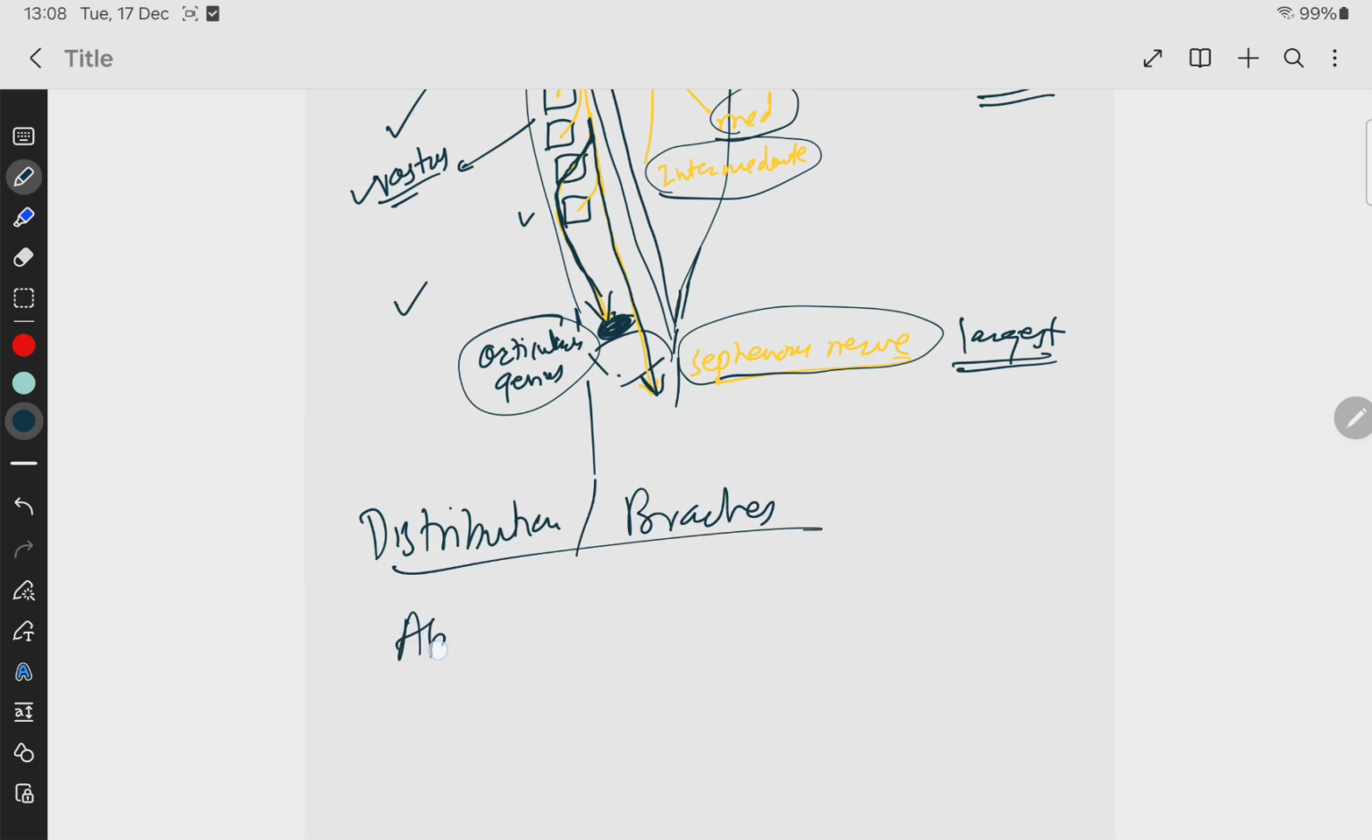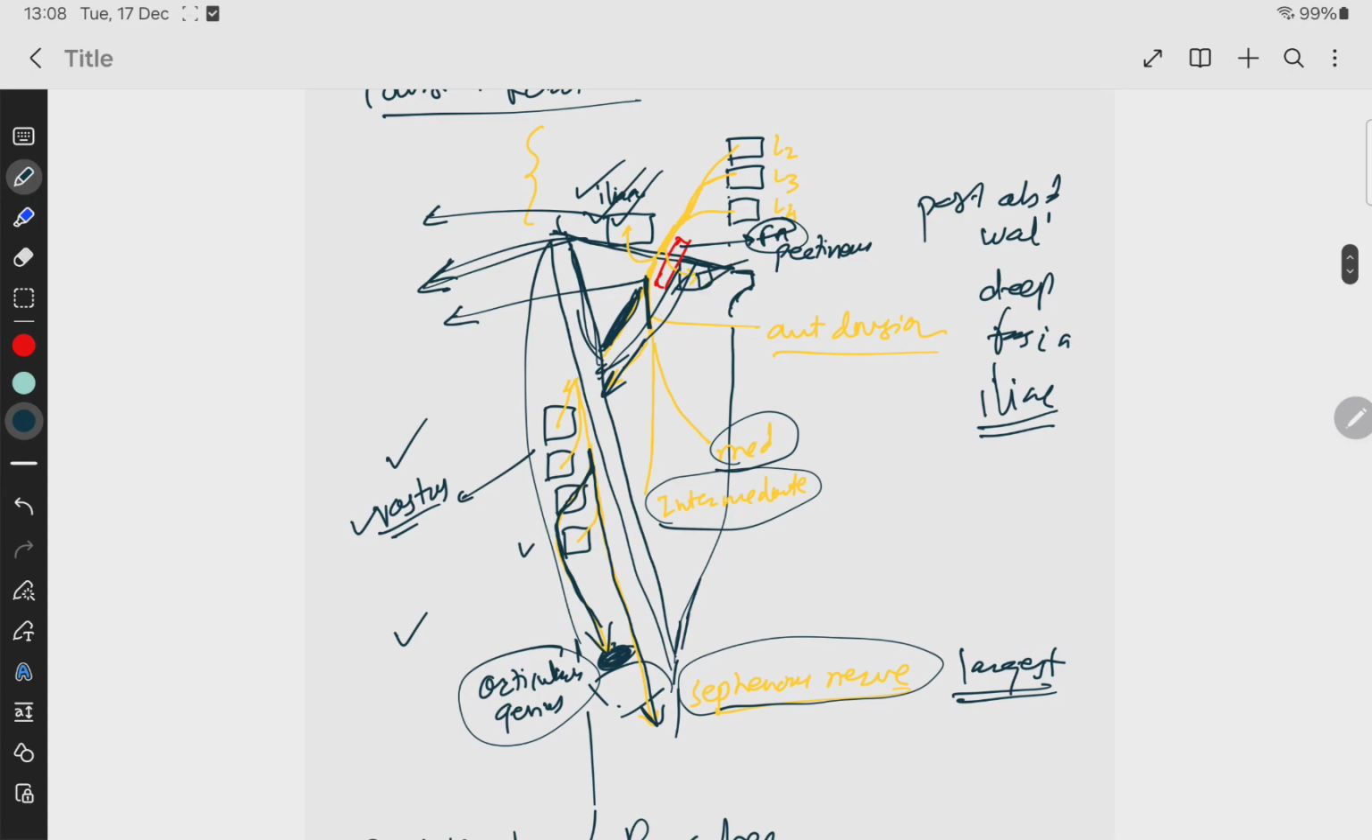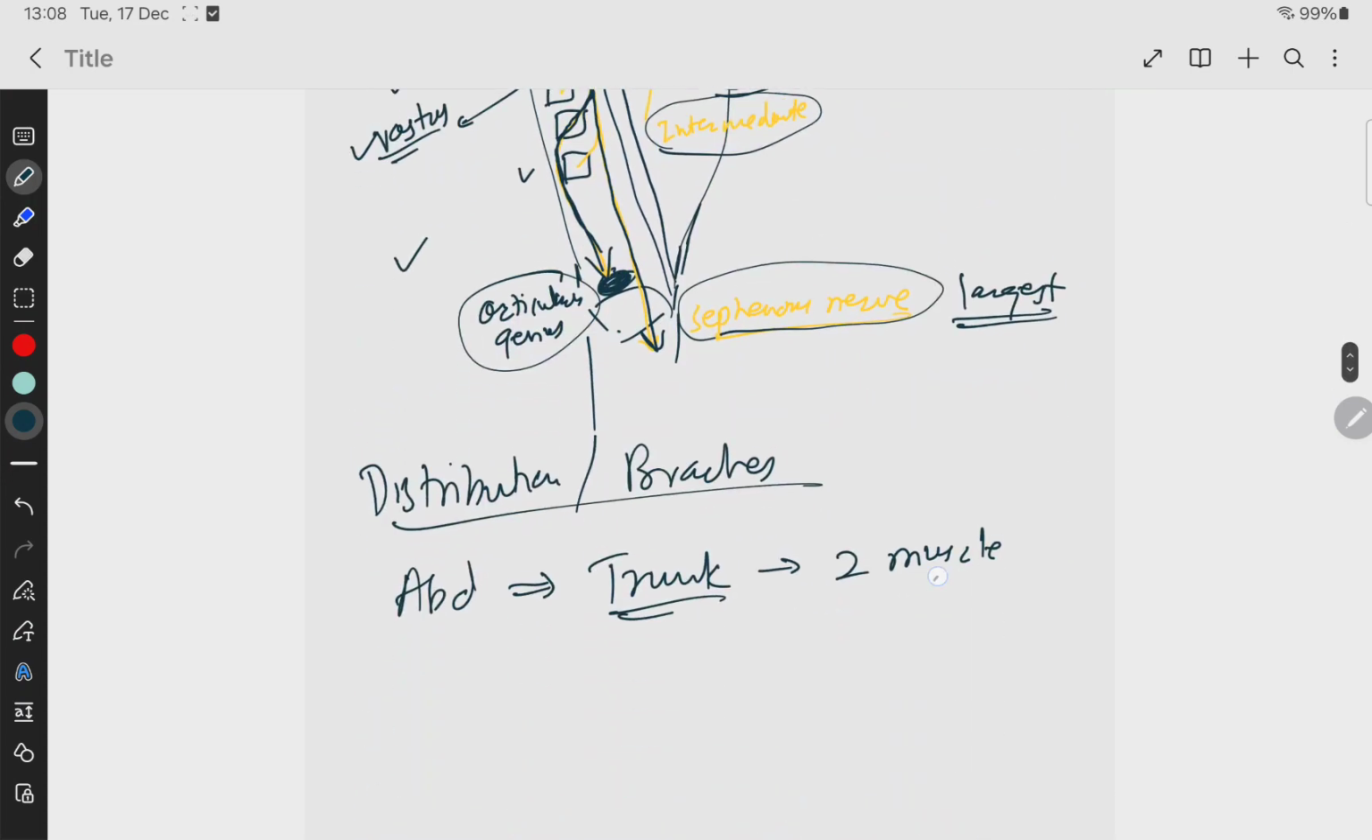Now the branches. First, in the abdominal part, the main trunk of the femoral nerve gives two muscular branches. Which two muscles? These two muscles: iliacus and the pectineus. So it gives two branches, one to the iliacus and one to the pectineus muscle.